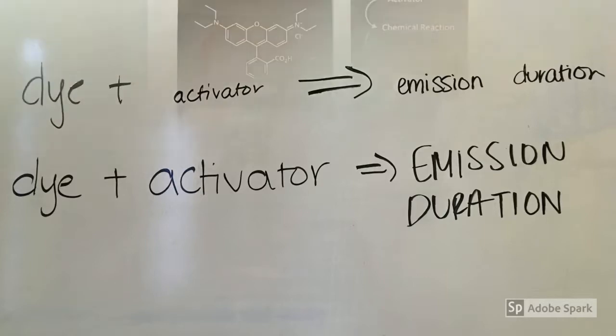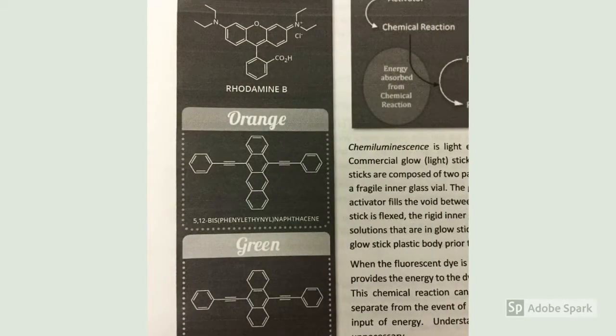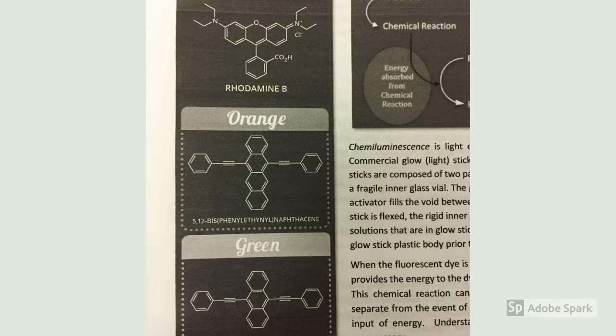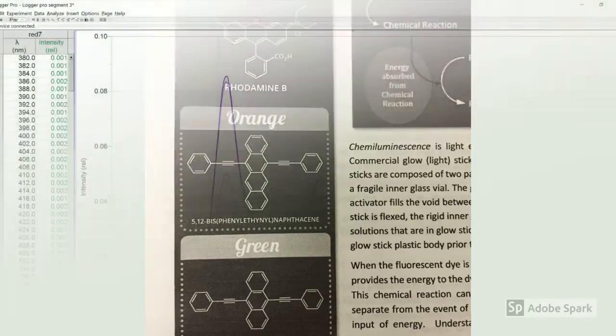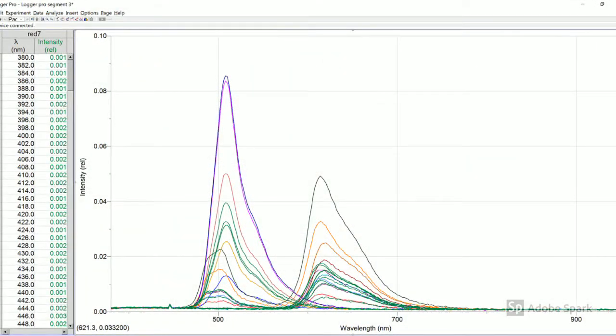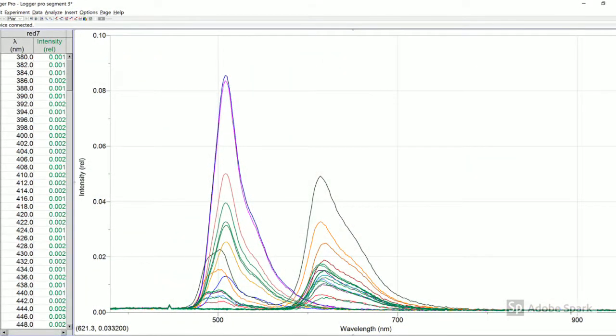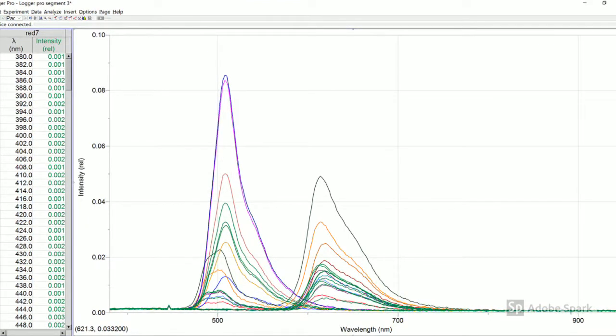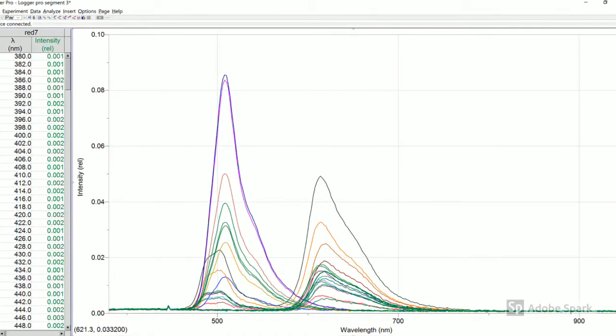the solution. The length of time of the chemical reaction taking place depends on the substance the activator is reacting with. Some substances may use up the energy provided to them quicker than other substances. For example, red dye used up the energy provided to it by the activator quicker than the green dye. That is, the red dye had a shorter emission duration than the green dye.